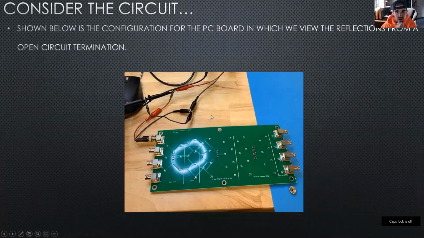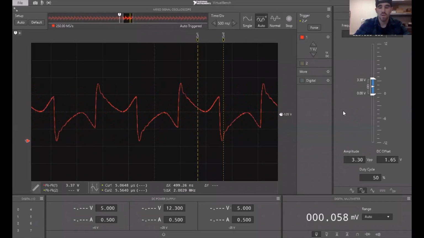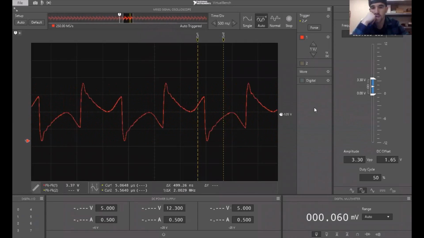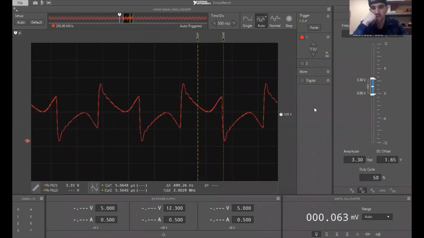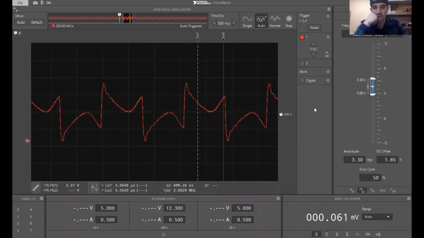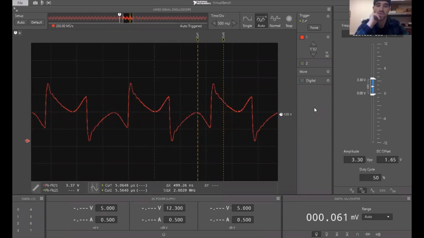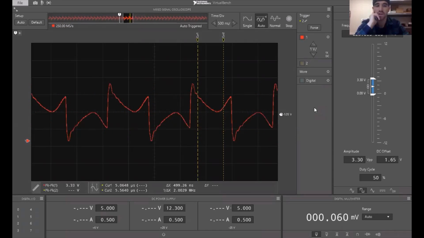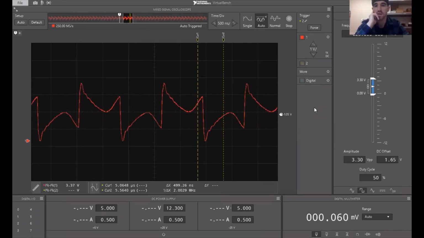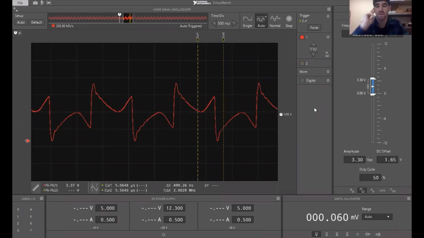Shown below is the configuration for the PC board in which we view the reflections from an open circuit termination. So this is the TDR measurement at the source with an open circuit termination. Some open circuit terminations are used to reduce power dissipation and also to take advantage of the voltage doubling effect.